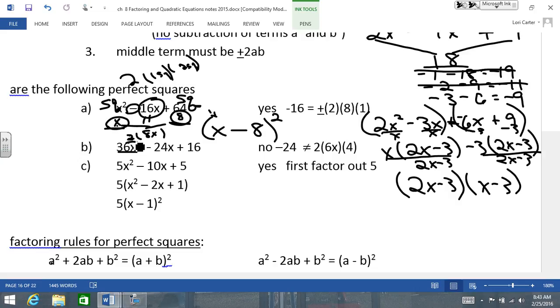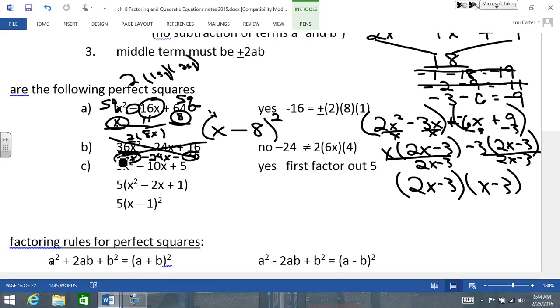Okay, is 36 a perfect square? Yes, 6x. Is 16 a perfect square? Yes, 4. Now what do I do with the 6 and the 4? You multiply them, but then if you double it, you get 48. So when I take these together, I get 24x, but I have to double it. Does that equal this? No. Not a perfect square. Then you have to factor it the long way.